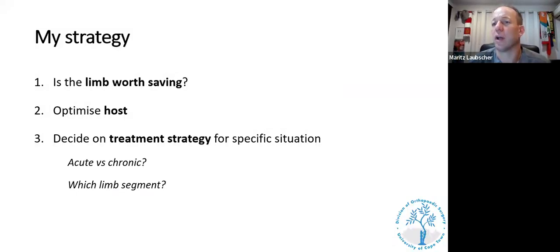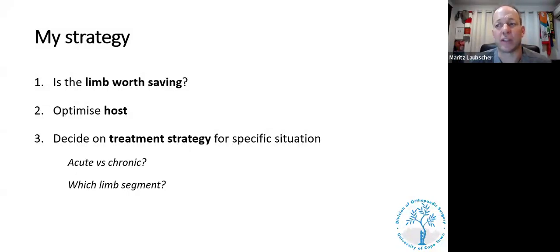In other words, if you have a critical bone defect in the femur, in a limb with a distal destroyed joint, or another pre-existing abnormality, it's not necessarily worth going through the reconstruction. You should, in these complex cases, always mention and consider optimizing the host, specifically looking for reversible host factors that can influence your outcome, and then decide on the treatment strategy for the specific situation.